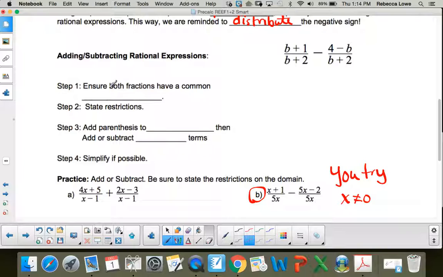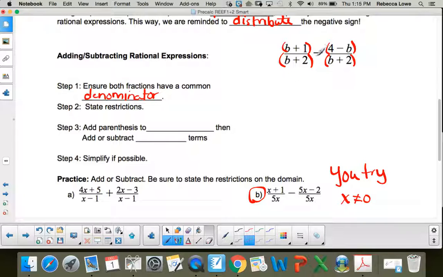So first you have to ensure both fractions have the common denominator. And if you were to put these in parentheses, this b plus 1 is one expression. It goes together. This 4 minus b is one expression. It goes together. This b plus 2 is one expression, and this b plus 2 is one expression that goes together. So the b plus 2's are exactly the same, and that's the denominator, so we can add our numerators now. But before we do that, we want to state our restrictions.